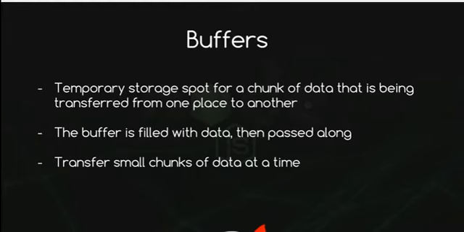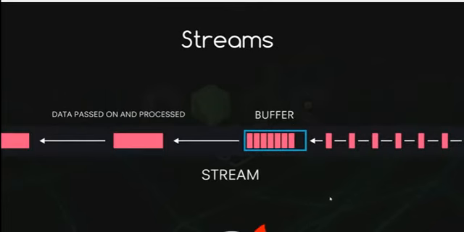So we're transferring small chunks of data at a time. So it looks something like this. We have all of the data here, and you can compare this to that candy rock in the story. And we want to get all of this data from point A to B. But instead of waiting for all of that data to be stored in memory, what we do is we transfer a little bit at a time and we fill up this buffer, which is a temporary storage spot for that data. The buffer collects a small chunk of data, and then when the buffer is full, the data can be passed on and processed. Okay, so we know what a buffer is, but what is a stream then?